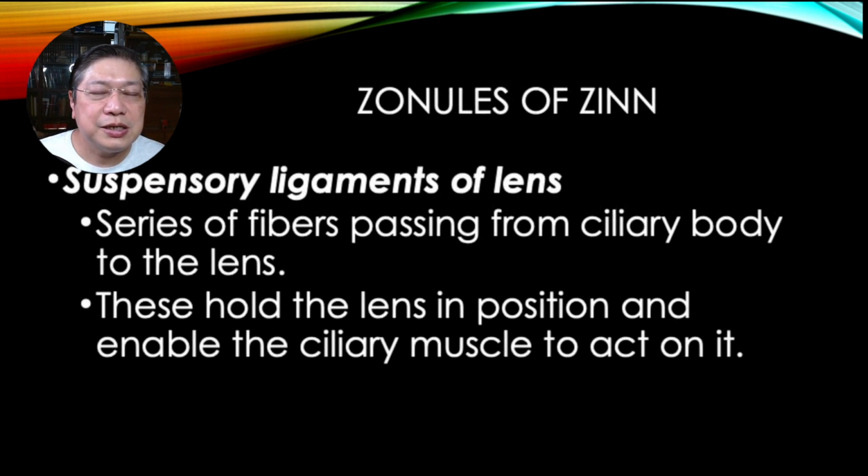Now, I told you about the cables that are suspending the lens itself. It's called zonules of Zinn, or suspensory ligaments of the lens. Those are fibers passing from the ciliary body going to the lens. So it holds the lens so that they can control it. So when the ciliary muscle contracts, it becomes bigger. When the ciliary muscle relaxes, it becomes a little flatter. It also holds the lens in place so it doesn't float inside of your eye. It's always focused in front of your pupil.